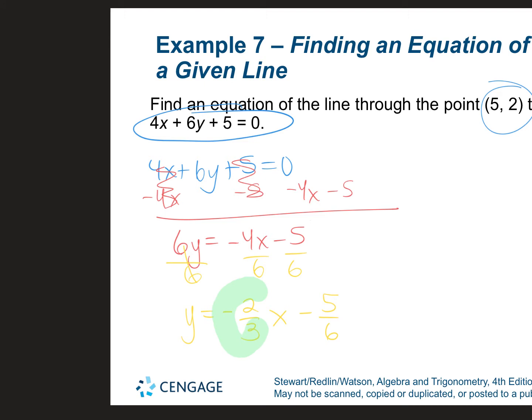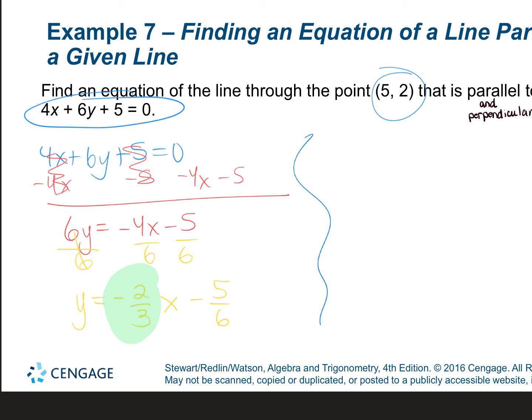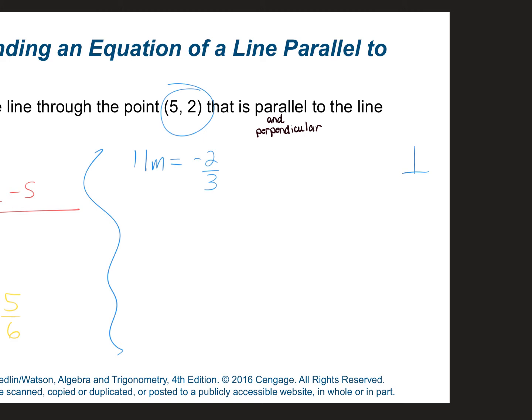So if we're going to write a line that is parallel to this line, what is the slope that we use? Parallel lines have the same slope. So I'm going to use the slope negative 2 over 3. Perpendicular lines have what?